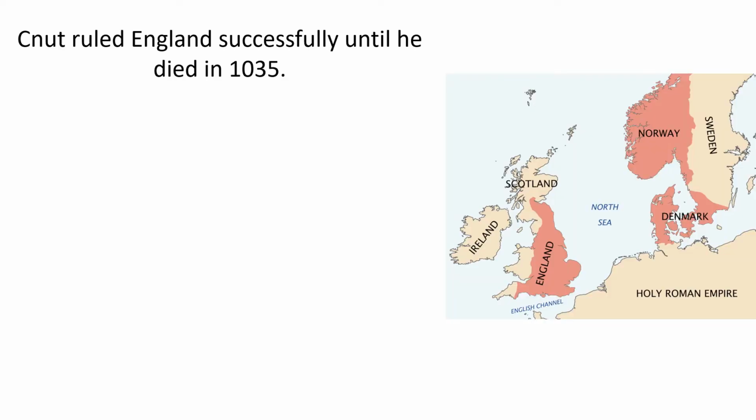Now the skill of Canute shows in the fact that he successfully was King of England until 1035 when he died, and on this map we can see he controlled this large area of England which goes into modern day Scotland, but also Norway, Denmark and parts of Sweden as well. So he's a very successful king, knew how to lead his country, knew how to organise an army.